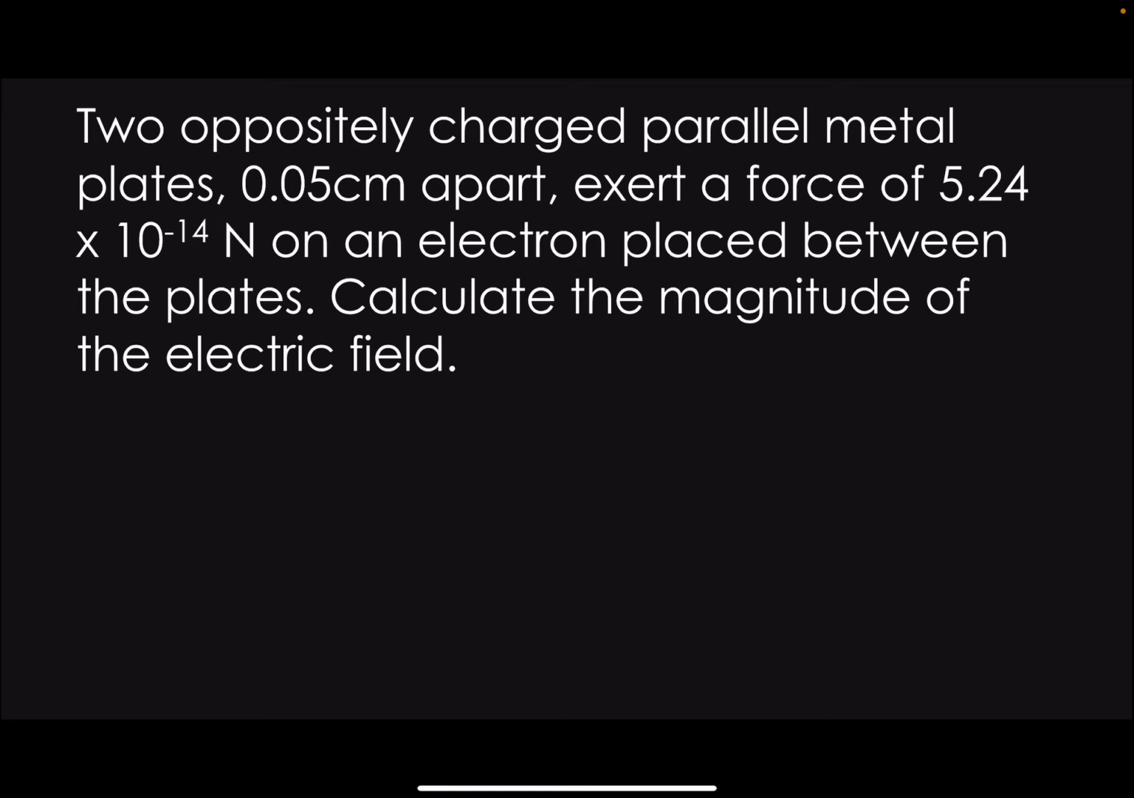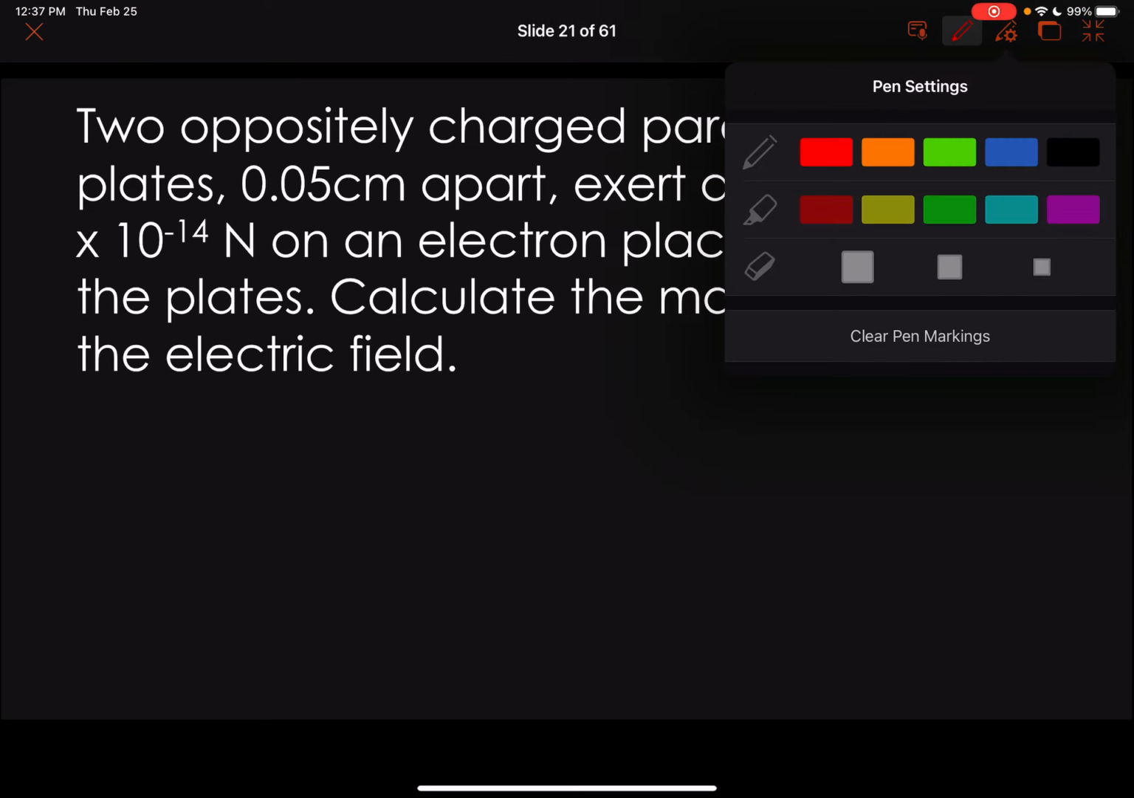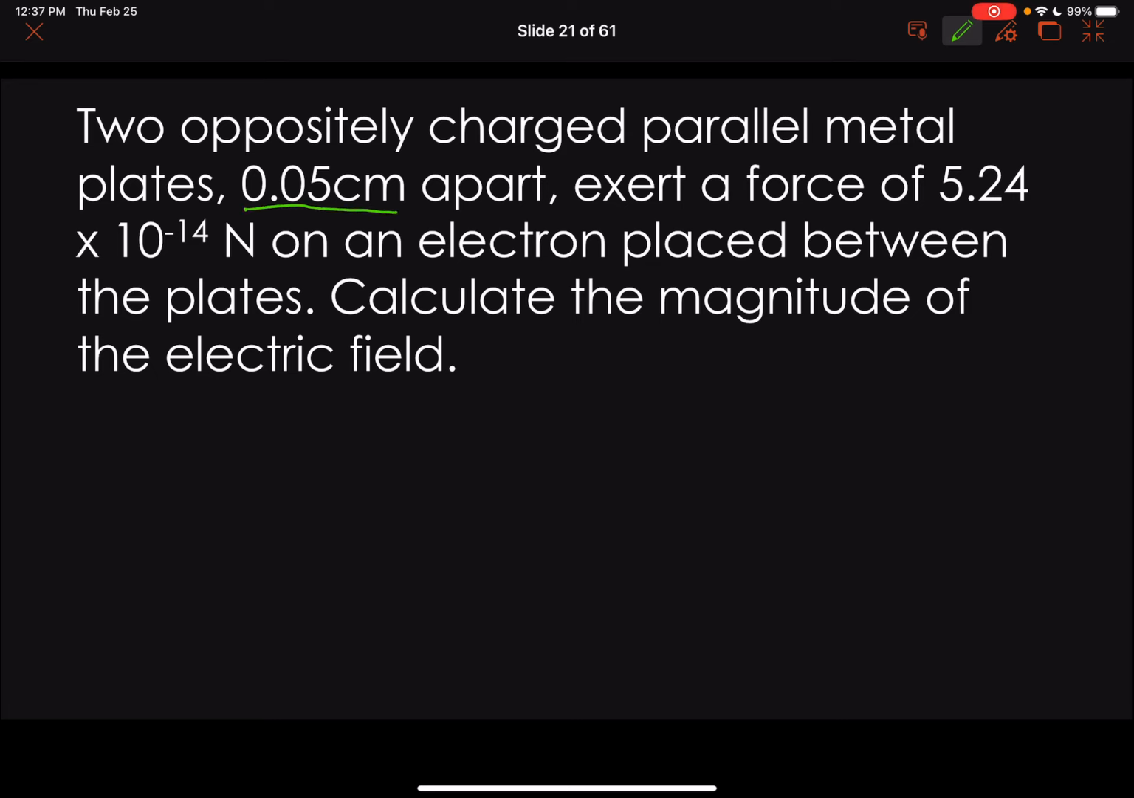So let's see an example real quick. Two oppositely charged parallel plates, 0.05 centimeters apart, exert a force of 5.24 times 10 to the negative 14 newtons on an electron placed between the plates. Calculate the magnitude of the electric field on the electron. In this case, we actually have extraneous information in here. I put it in here just so we can figure out what we need. This distance is not part of the formula.